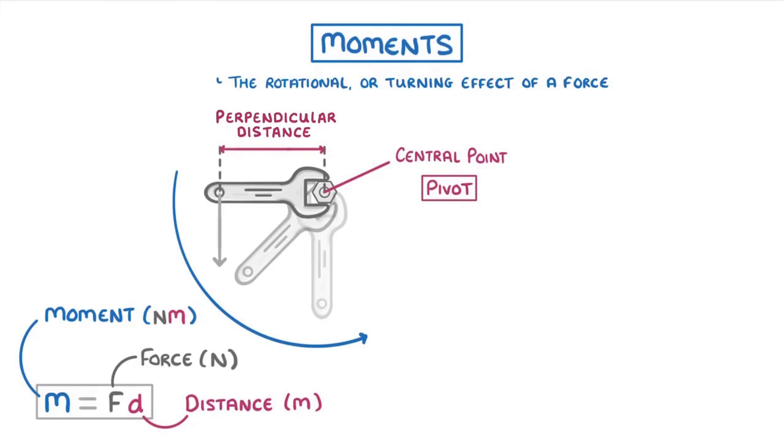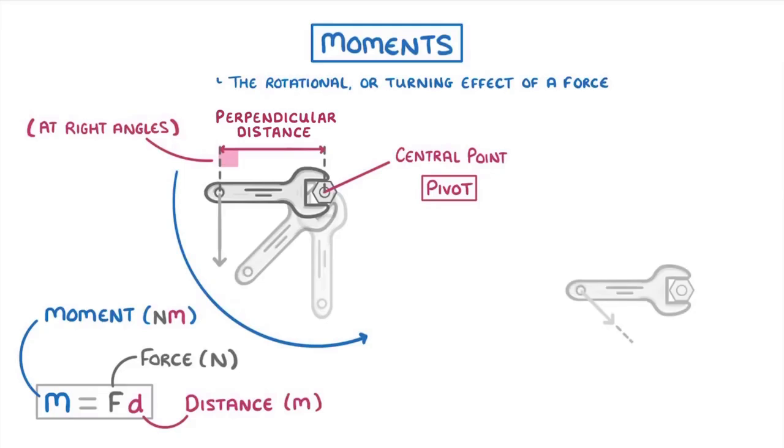Now, the fact that we use perpendicular distance is actually really important. Perpendicular means at right angles. So you have to measure the distance at a right angle to the direction of the force, which in our example here is basically the whole length of the spanner. However, if we applied the force at a weird angle, like this instead, then our perpendicular distance would be much smaller, which means that the moment this creates would also be much smaller.